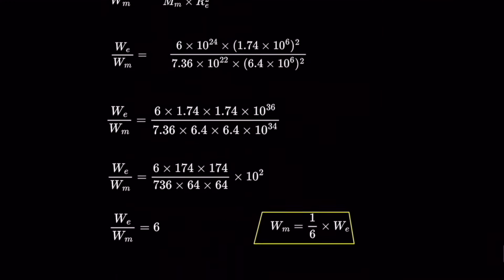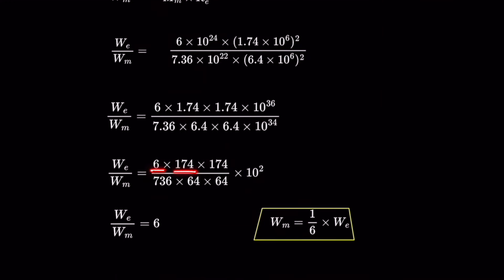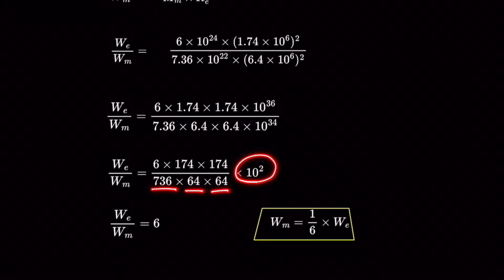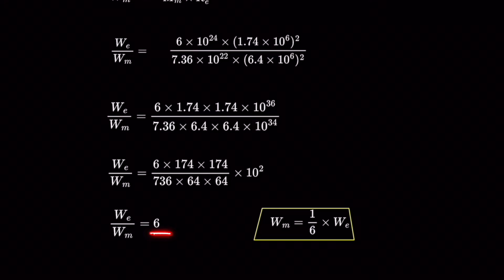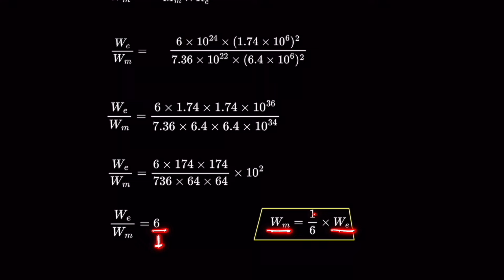If we solve it more, we will get 6 into 174 into 174, divided by 736 into 64 into 64 into 10 to the power 2. So we remove the decimals, all decimals will be removed. After that we get this. And 10 to the power 36 minus 10 to the power 34 is equal to 10 to the power 2. If we solve it further, we will get 6. So WE by WM, its ratio is 6 by 1. So from here we can say that weight on the moon is 1 by 6 of the weight on earth.